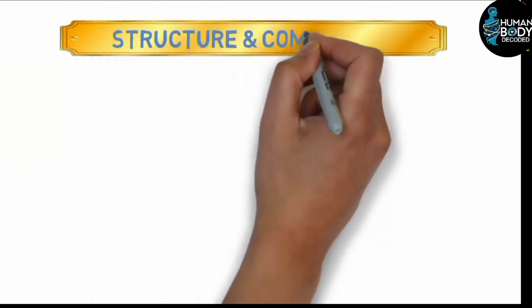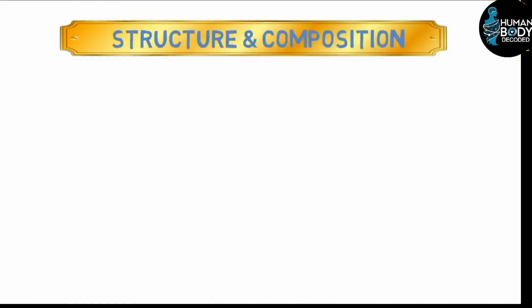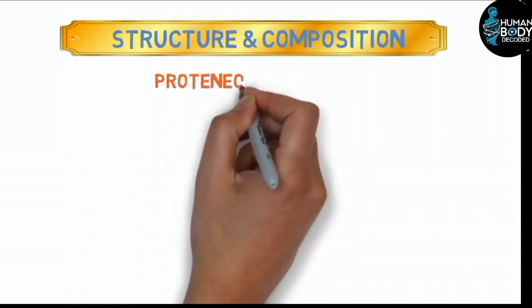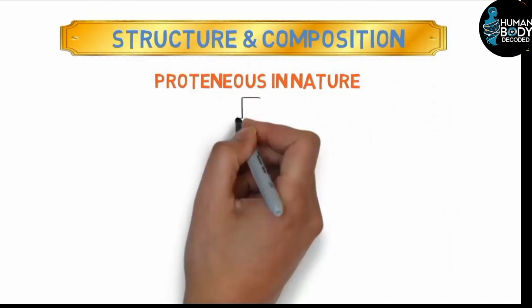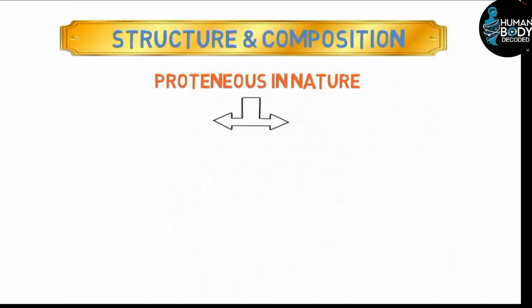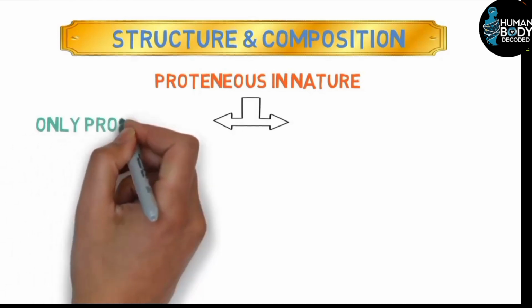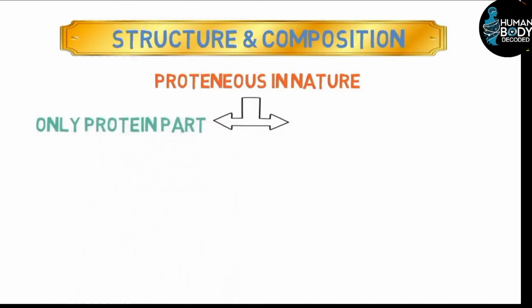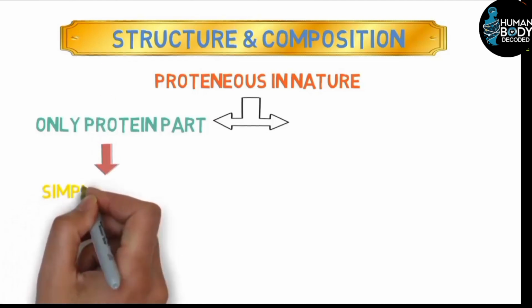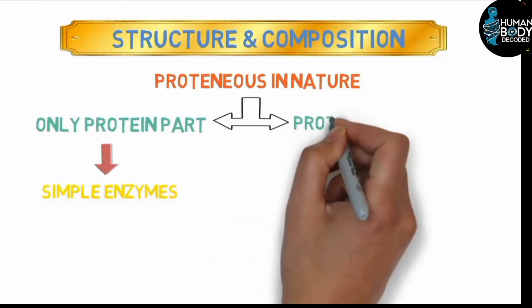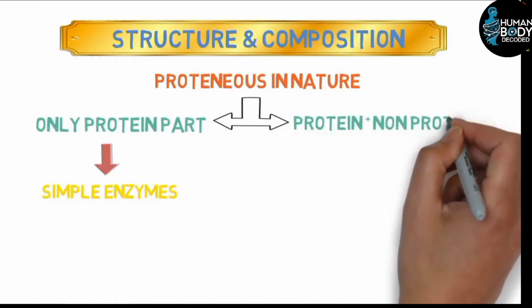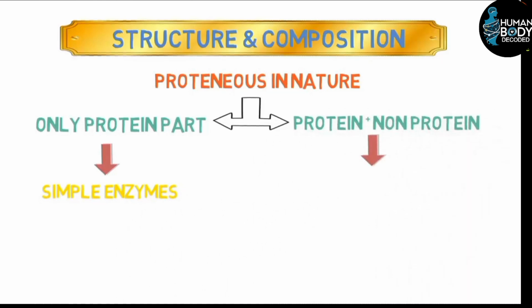Structure and composition of enzymes. Enzymes are protein in nature, meaning they are made up of proteins. There are two main types of enzymes: simple enzymes and complex enzymes. Let me explain them one by one. Number one, simple enzymes. These enzymes are made only of proteins. Number two, complex enzymes. They are also known as conjugated enzymes or holoenzymes.